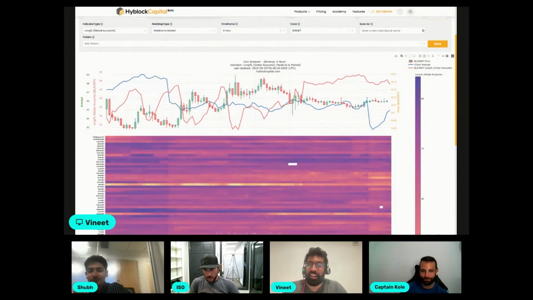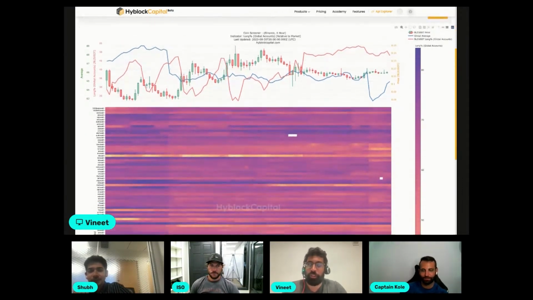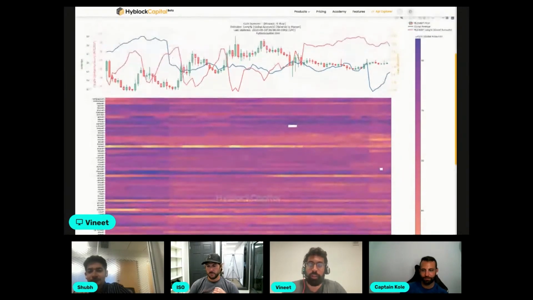Yeah, exactly. The tool gives a lot of information, and I think there are a few stories you can get from the coin screener. One is obviously just pinpointing areas that are an outlier across the universe of coins, finding where that happened.